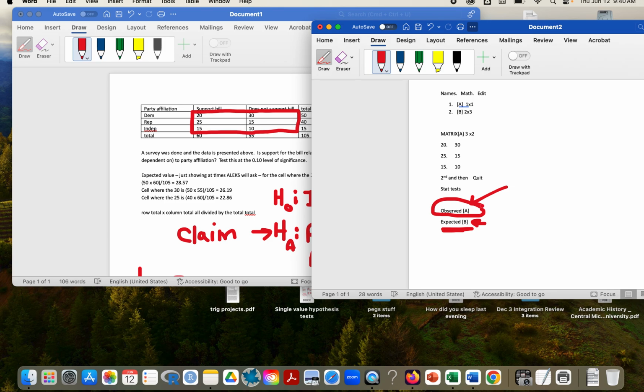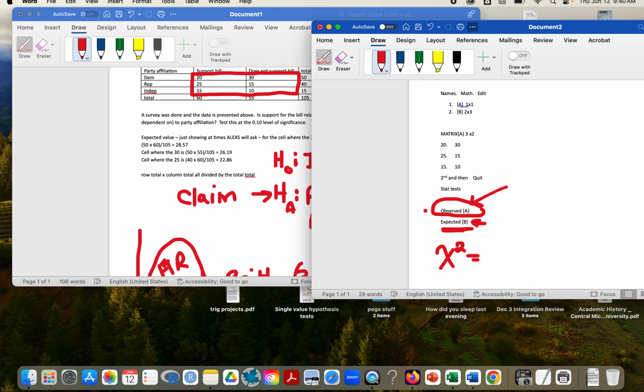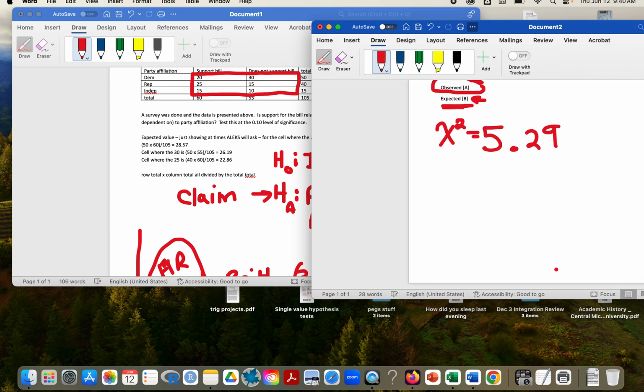Anyways, hit calculate. What you're going to get out of this is a chi-squared value, which is actually all of the stuff that we had shown here previously added up. So we get 5.29, and we get a p-value, which is 0.07.